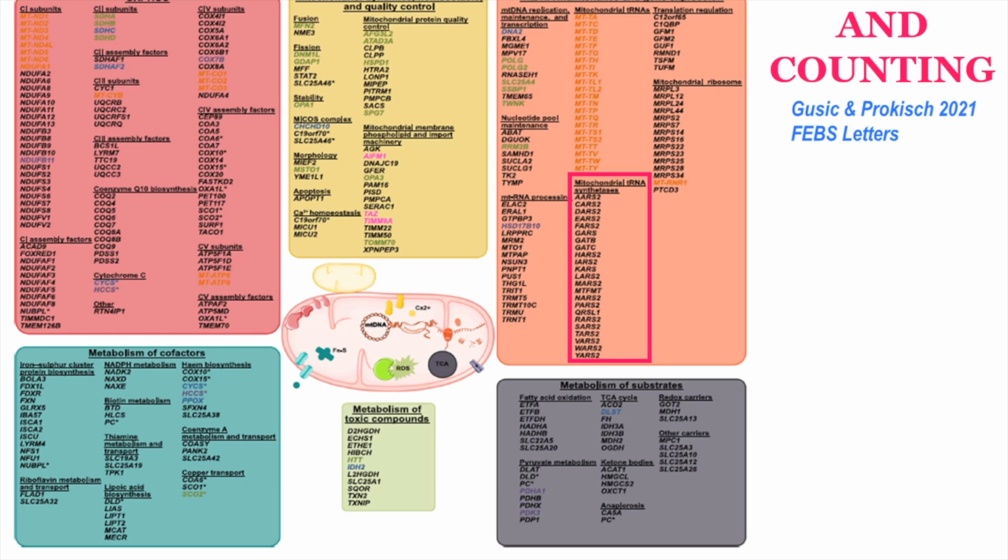Some of the other categories are metabolism of cofactors, and those are here, metabolism of toxic compounds, and metabolism of substrates. And this is where, again, the TCA cycle that I pointed out earlier is, and some of those other transporters. Okay, so we have lots of families of genes, and again, this just shows some very nice packaging and classification of how we think about the mitochondria and how we think about the different genes and what their functions are within the mitochondria. And again, these are all primary.